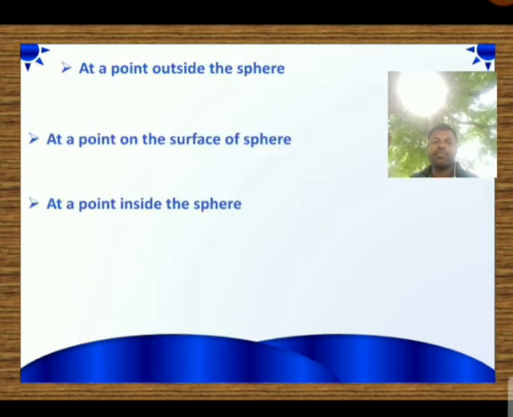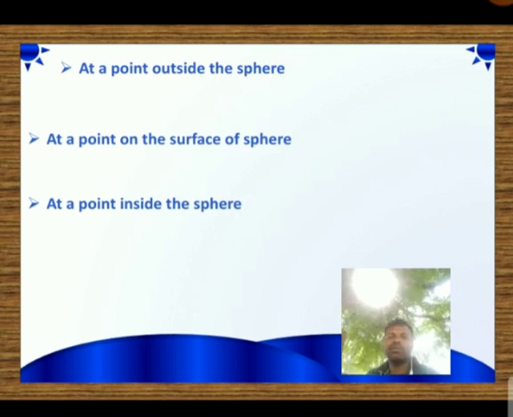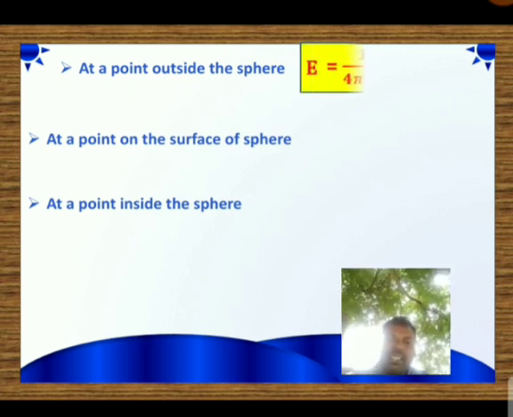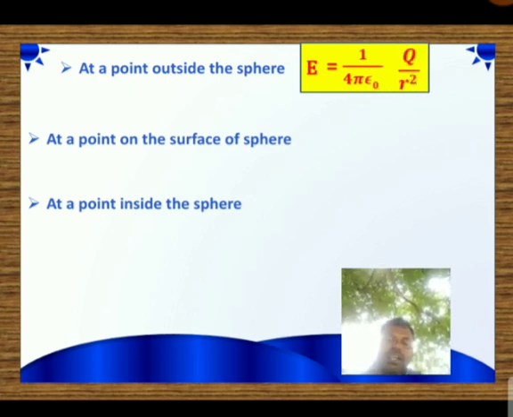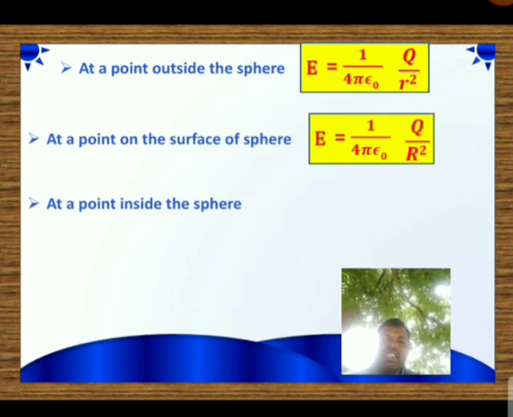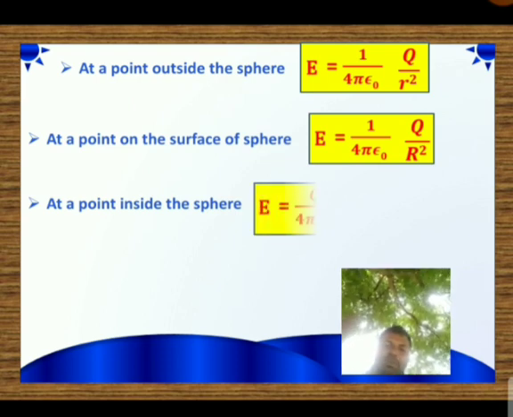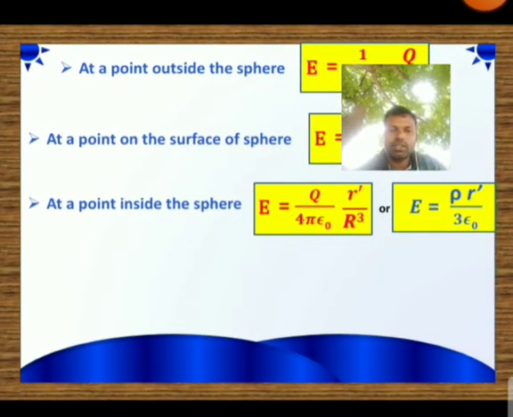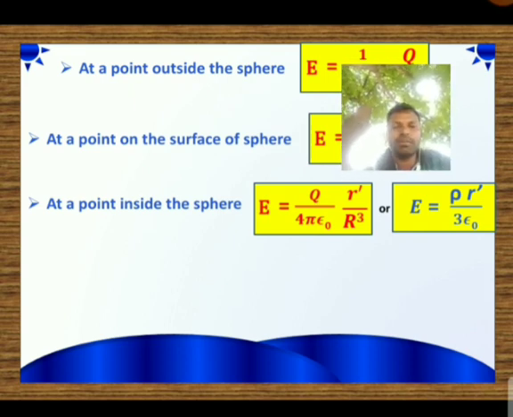Okay, right. Now what have you done till now? We found the field at a point outside the sphere. What did you get? E is equal to 1 by 4 pi epsilon naught q by r square. Next you found the electric field at the surface. You got q by r square. Also you derived the equation for a point inside the sphere. What did you get? E is equal to q by 4 pi epsilon naught r prime by r cube, or rho r prime by 3 epsilon naught.